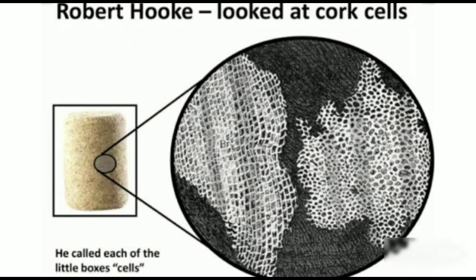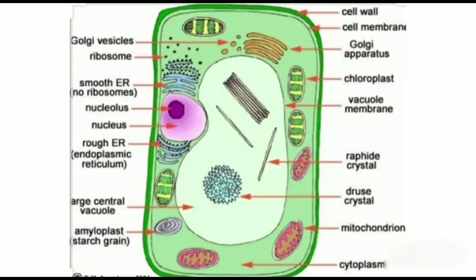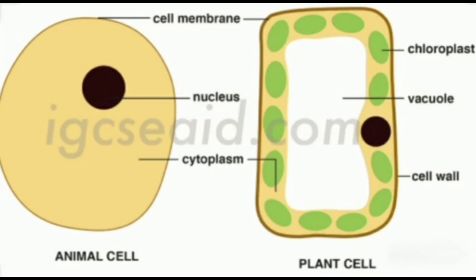Cork is a soft bark from the oak tree. According to his observation, the structure of cork looks similar to the structure of a honeycomb, consisting of empty spaces, and he thought the cork was made up of very small cavities. Robert Hooke called these cavities cells. Cell is a Latin word for a little room. Types of cells. There are two different types of cells. They are the plant cell and the animal cell.